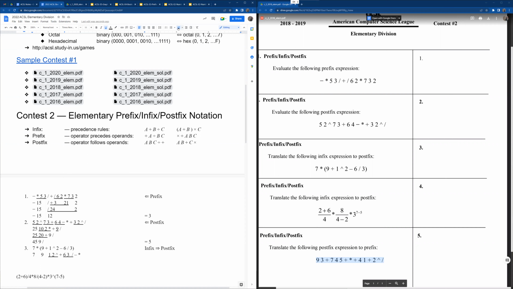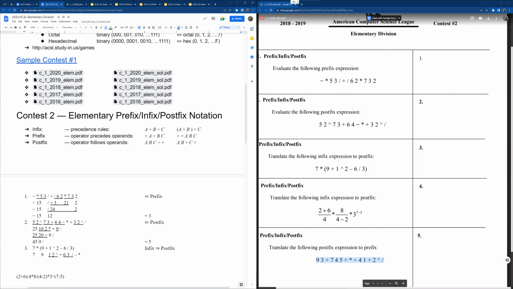So you just copy the operands down, right? And then take a look to see what you need to do first. You need to do the power first, right? So you take that power operator right there. And then you do the division, right? And then you put the division right there, right?